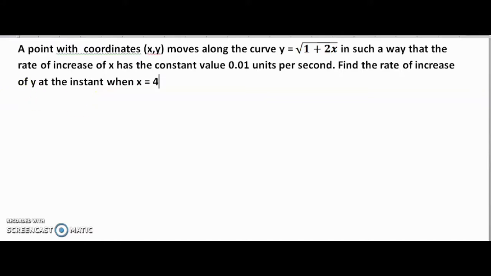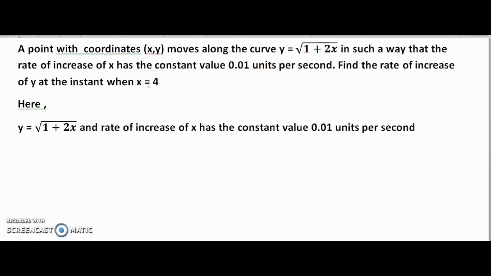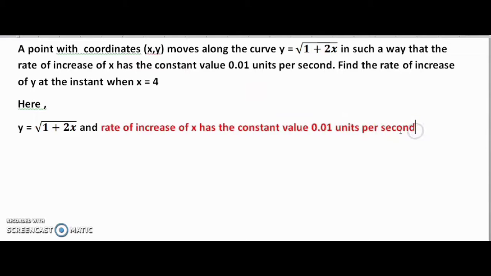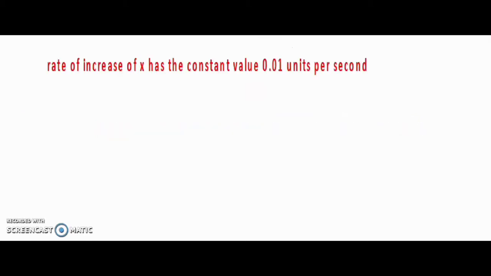A point with coordinates x, y moves along the curve y is equal to root of 1 plus 2x in such a way that the rate of increase of x has the constant value 0.01 units per second. Find the rate of increase of y at the instant when x is equal to 4. So here you can find the equation of the curve as y is equal to root of 1 plus 2x, and the next important thing is the rate of increase of x with respect to time is 0.01. Remember, rate of increase of x with respect to time is dx by dt.